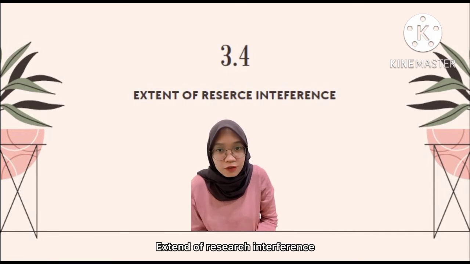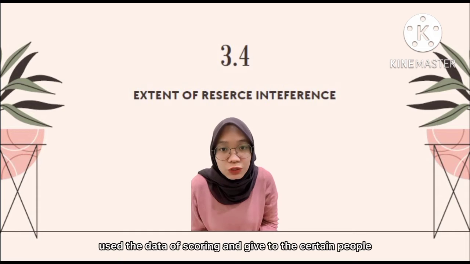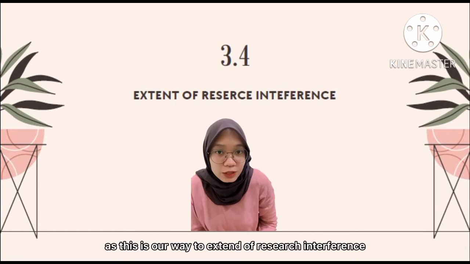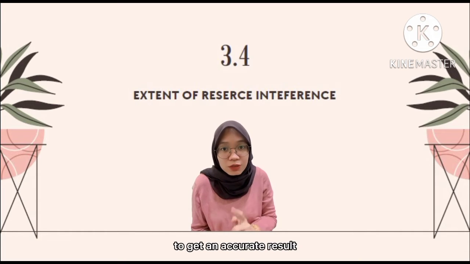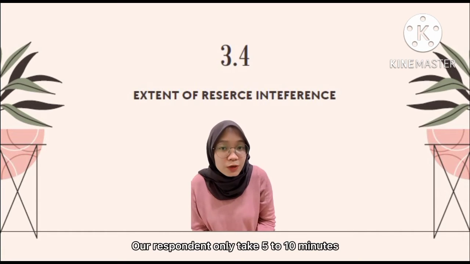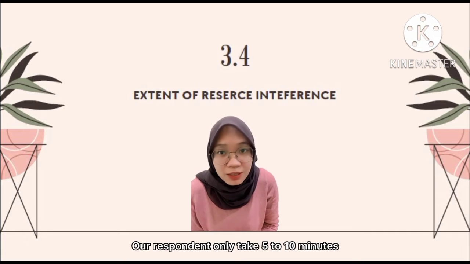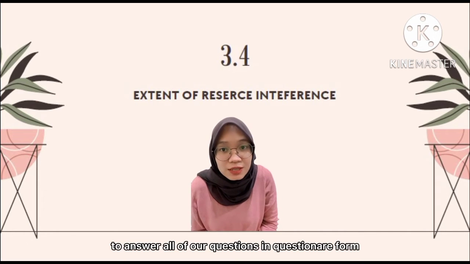Extent of research interference. Our group of research used the data of scoring and gave it to certain people, as this is our way of extent of research interference to get an accurate result. Our respondents only take 5 to 10 minutes to answer all of our questions in the questionnaire form.